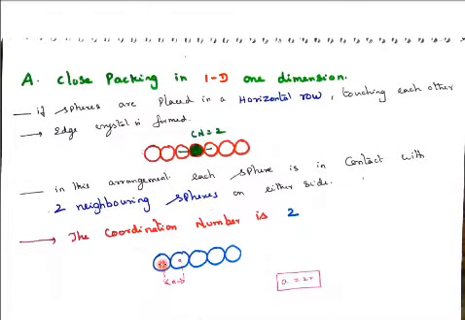Now let us see this. The center of this atom to the center of this atom is called the edge length. This is called a. And from the center to this corner is called the radius. From this corner to the center is the radius. So that is called a equal to 2r.